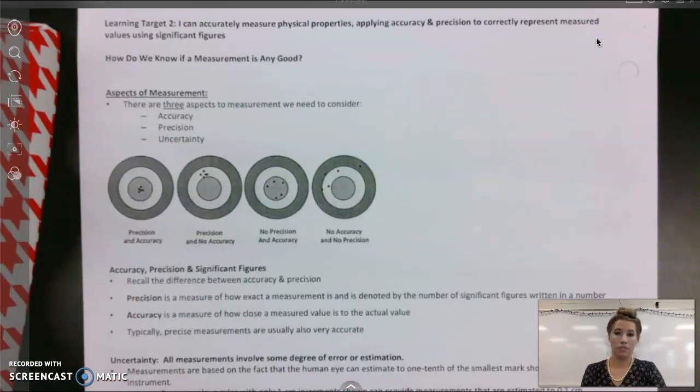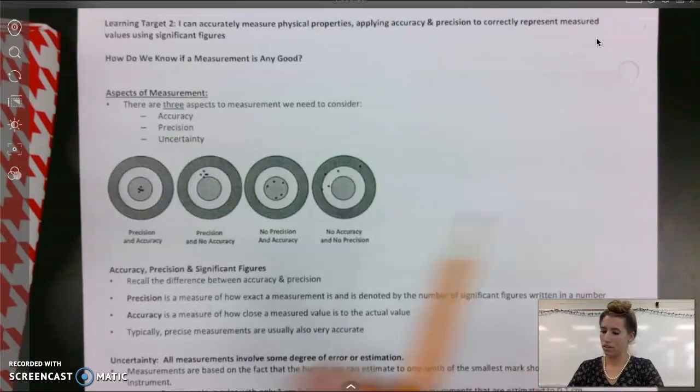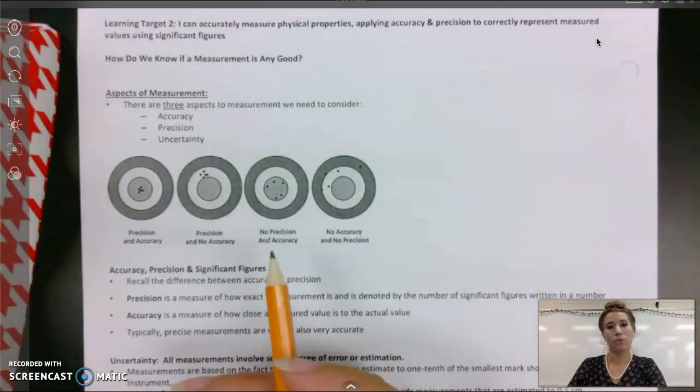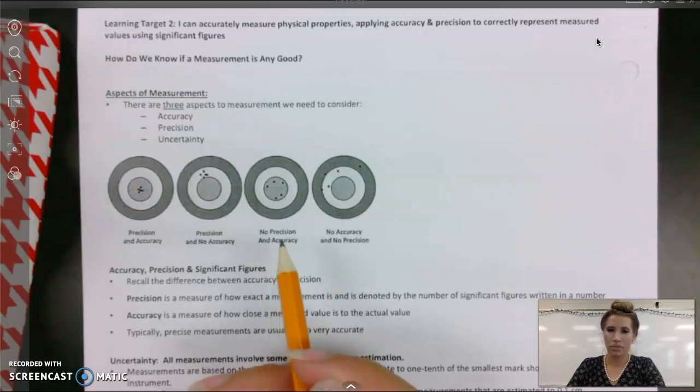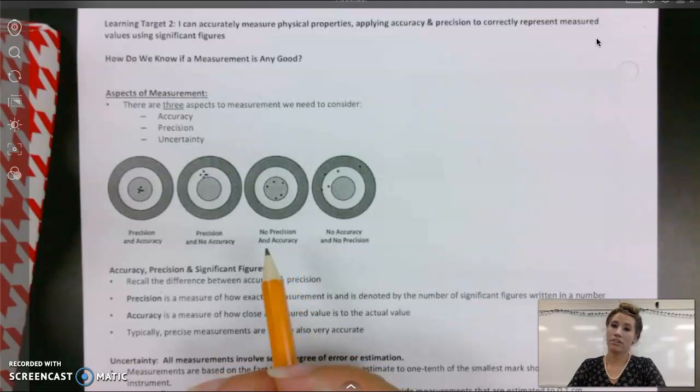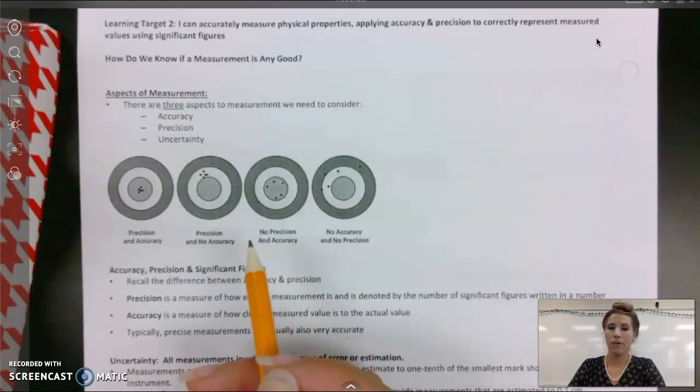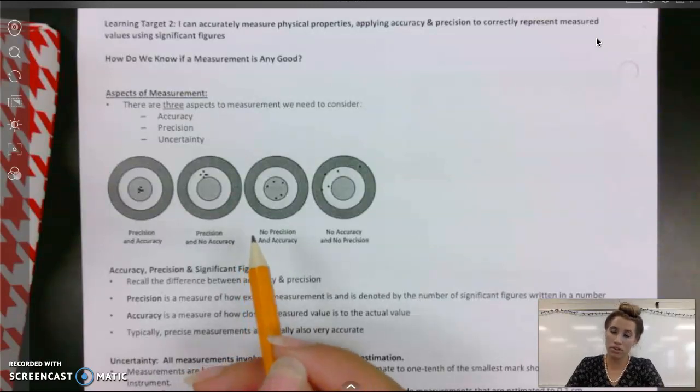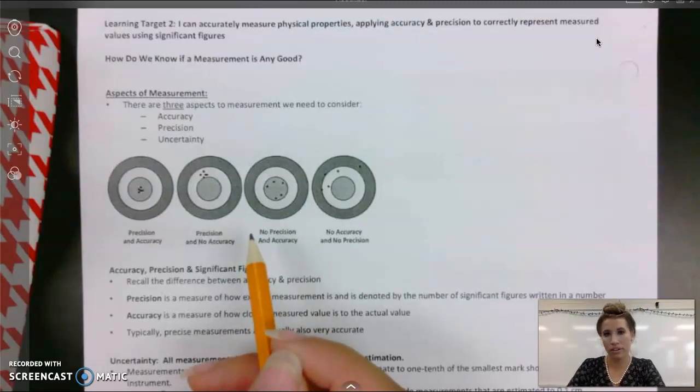Okay, so first thing that we talked about was how can we distinguish between accuracy and precision? Because a lot of the times we use those terms interchangeably, but they actually are different from one another. Okay, so here's how I think of accuracy. Accuracy is how close our measured or experimental value is to a known value.